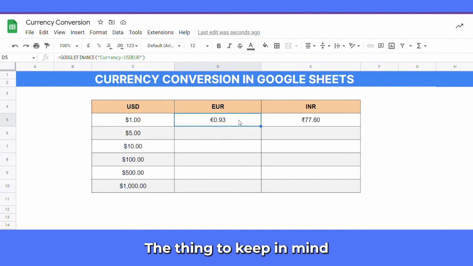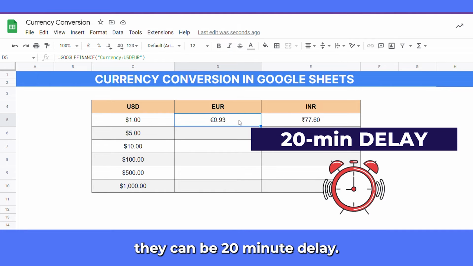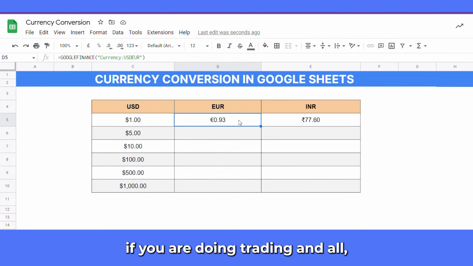The thing to keep in mind is that these values are not perfectly real time. There can be a 20-minute delay, so be careful if you are doing trading and all. But otherwise these values can be used for converting currencies for all purposes.